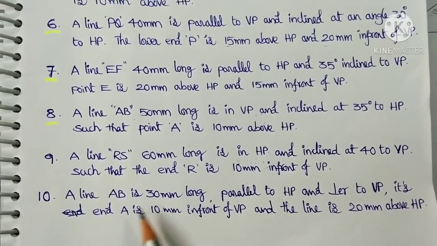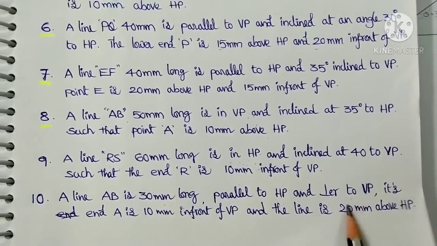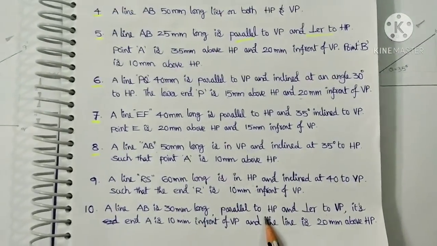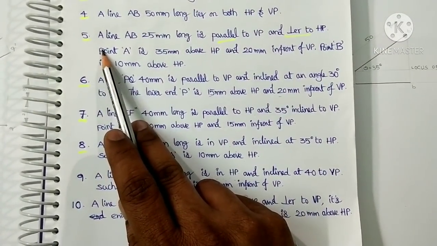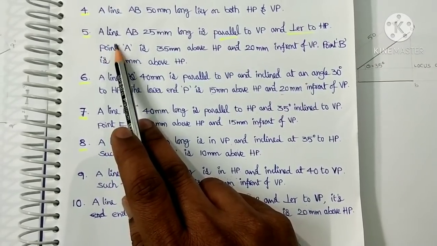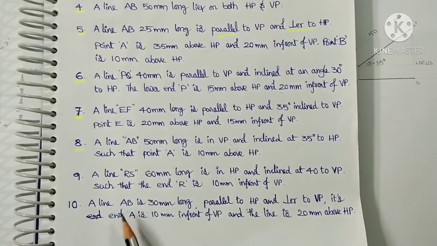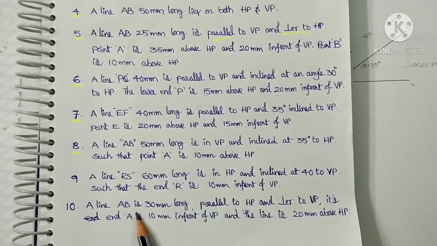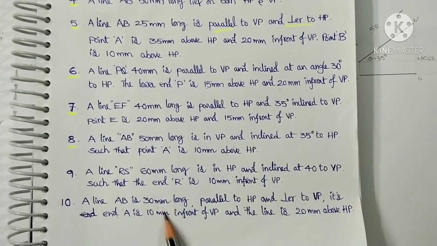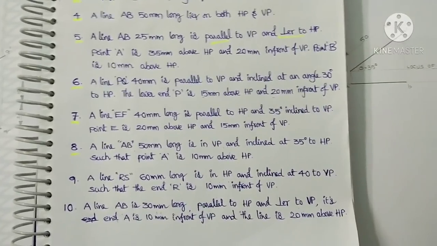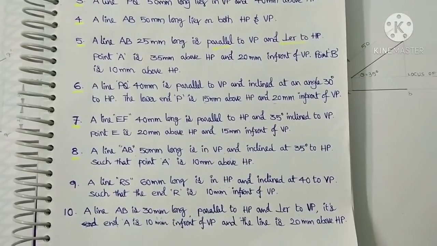If you come to the 10th problem, here the line is perpendicular to one plane and parallel to the other plane. We have solved one problem according to this condition, that is problem number 5. Opposite to problem number 5 is problem number 10. That means the reciprocal of problem number 5 is 10. So you can go through problem number 5 while solving this particular problem. So this is about sheet number 6, that is projections of lines when the line is in the simple position.